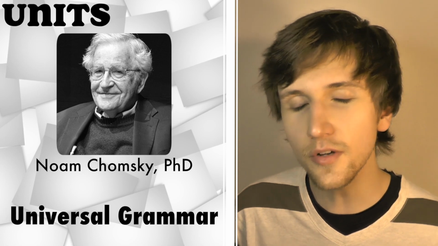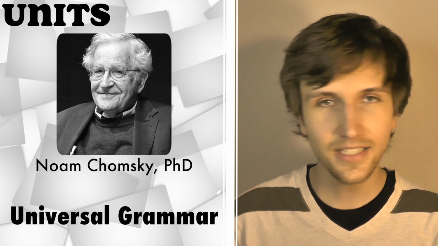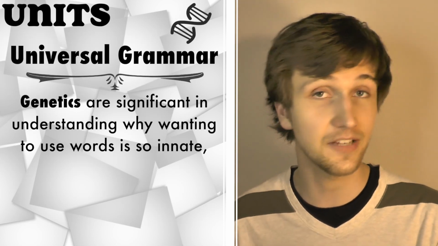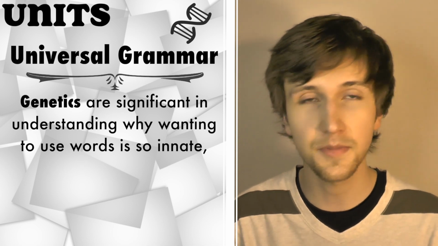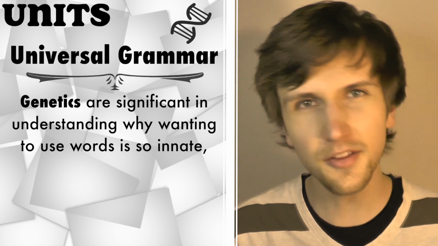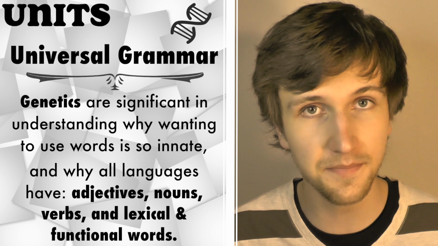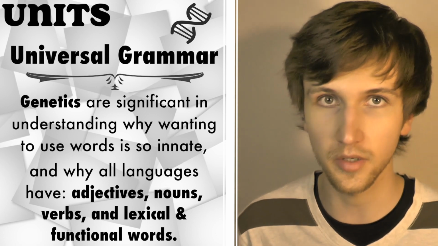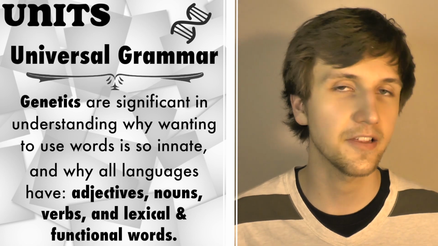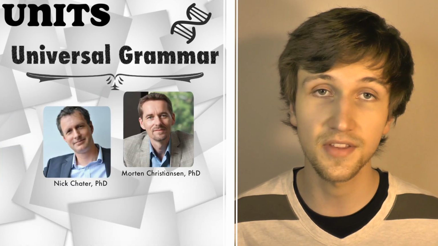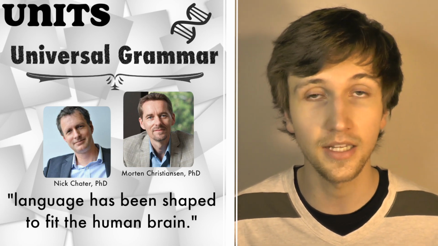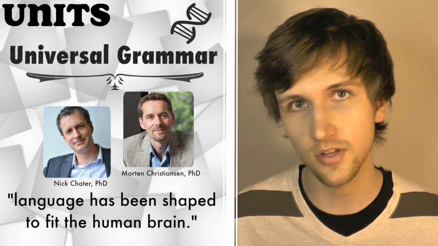This is where famed linguist Noam Chomsky's contributions to universal grammar come into play. It discusses how genetics play a significant role as to why all humans not only have a drive to understand the world through words, something naturally selected for, but also how all languages share particular types of words, such as adjectives, nouns, verbs, along with lexical and functional words, to name a few. Even critics over aspects of universal grammar, such as Morten Christiansen and Nick Chater, have still proposed that language has been shaped to fit the human brain, and in many respects, both positions make sense.